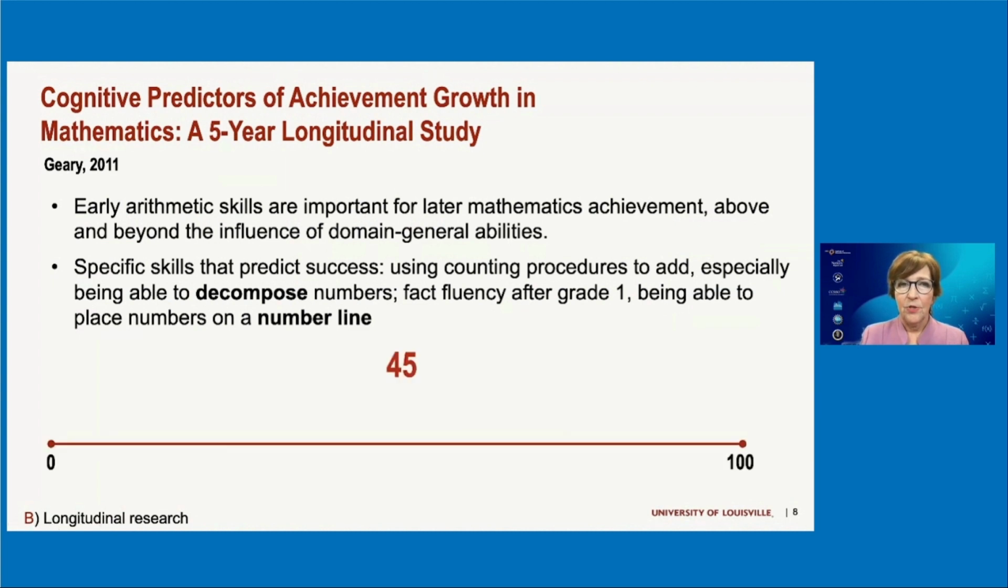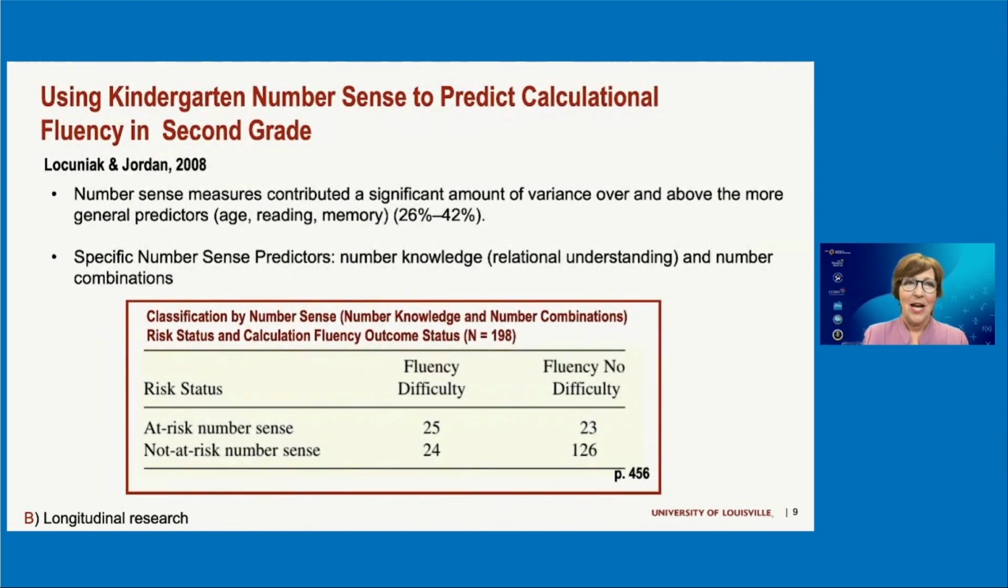So the item that was used on this test: students were given a large number and asked to place it between 0 and 100 in a relative position, and it was correct if it was within 10 of where it belongs on the number line. Here's another study.